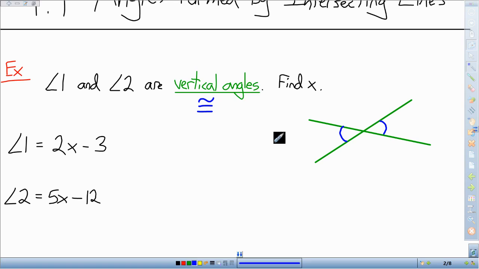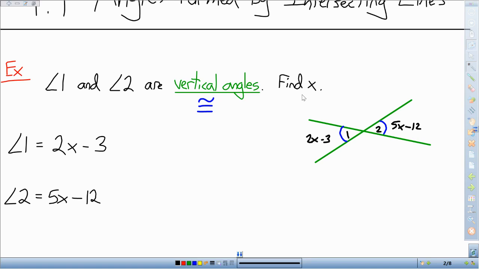This is asking us to find x. We don't need to draw it out, but let's put the information here. Let's say that this is angle 1 and this is angle 2. They're saying that angle 1 is 2x minus 3 and angle 2 is 5x minus 12. Again, we don't have to do this, but I want you to visually see what's going on. If these two angles are vertical angles and we want to find x, when they say find x, they're basically telling us to make an equation out of this information and solve.